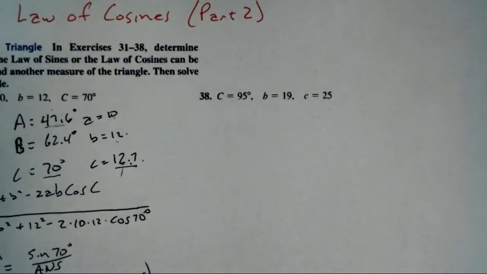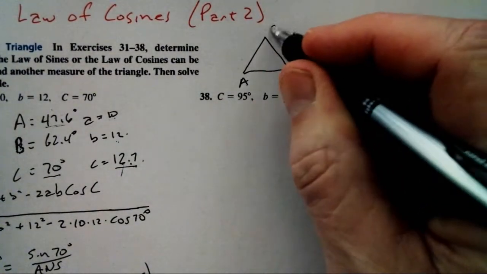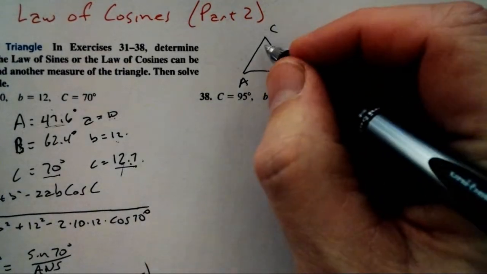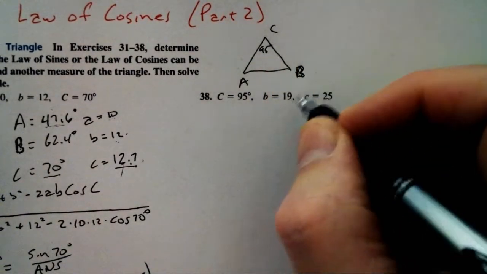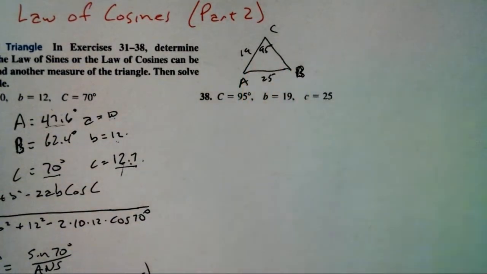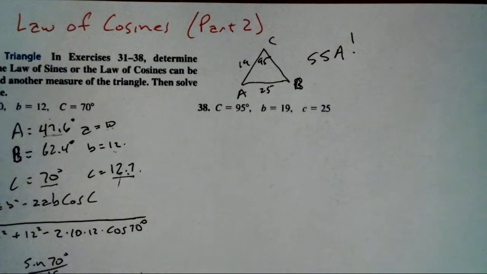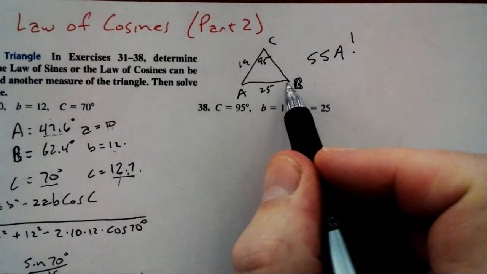Okay, let's take a look at 38. I'm going to draw the triangle up here. Not trying to draw it to scale. A, B, C. We know angle C. We know side B. And we know side C, 25. And now this is a side-side-angle problem, which means we may have a situation where there are two different solutions. The two different solutions come from allowing law of sines to lie to us. And we're going to start with law of sines here.